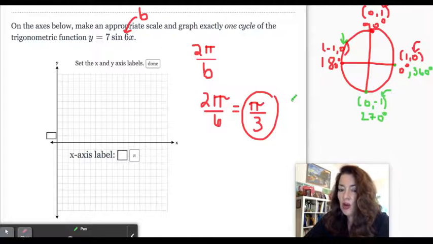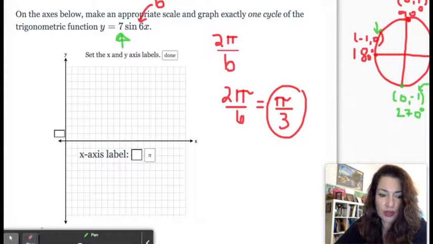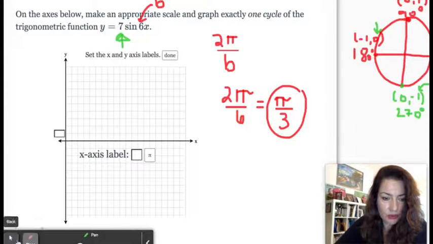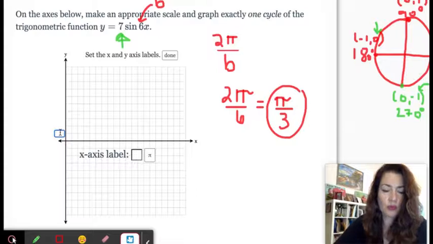All right, so what are we going to do to first label the graph? In order to label the graph, we want to first label the y-axis. Well, we're just going to look at the amplitude here. This is our A value, the amplitude, and that is 7. So I'm just going to count by ones over here. So I'm going to put 1 here.